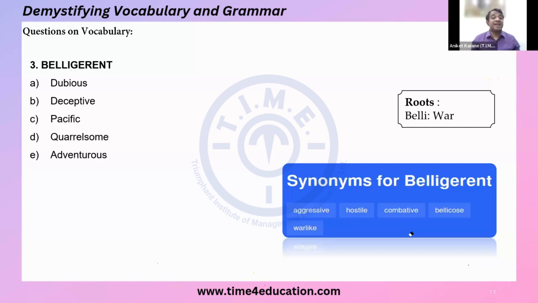Belli also appears in a word that you already know, rebellious or rebellion. There, belli becomes a base, as opposed to belligerent, where belli becomes a prefix. So it does not mean that if a root word is a prefix, it can never be a base. It can be a base as well. So the answer to this question will be quarrelsome. Now, what about deceptive?